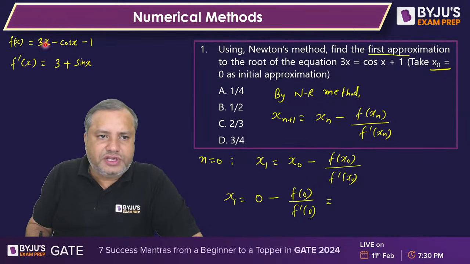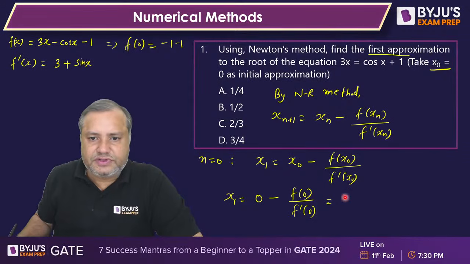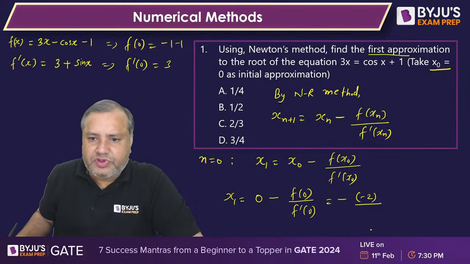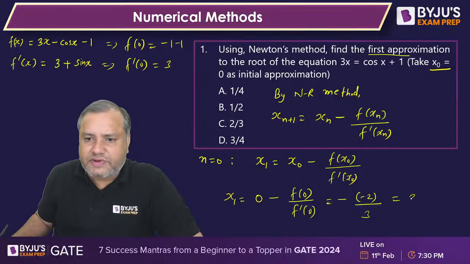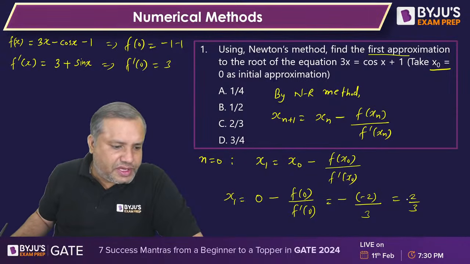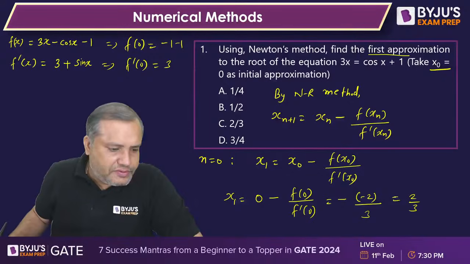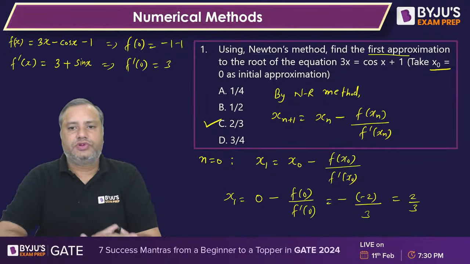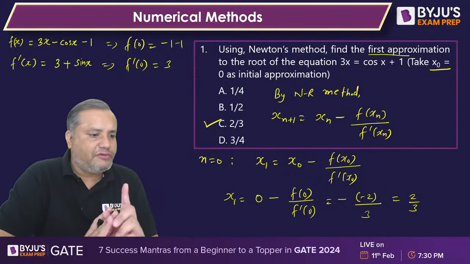So here f of 0, 3 into 0, we'll just work out here: 0 minus cos 0 will be minus 1, and minus 1. So it will be minus 2. f dash 0: sin 0 will be 0, so this will be 3. We will be getting x1 as 2 by 3. Yes, 2 by 3 is the correct answer. Newton-Raphson method is applied for one iteration.